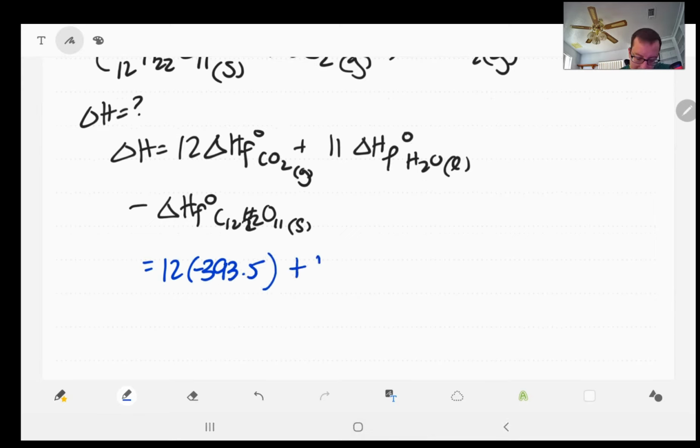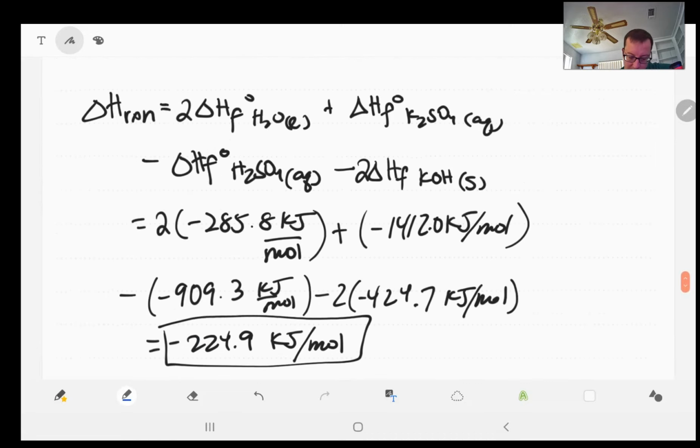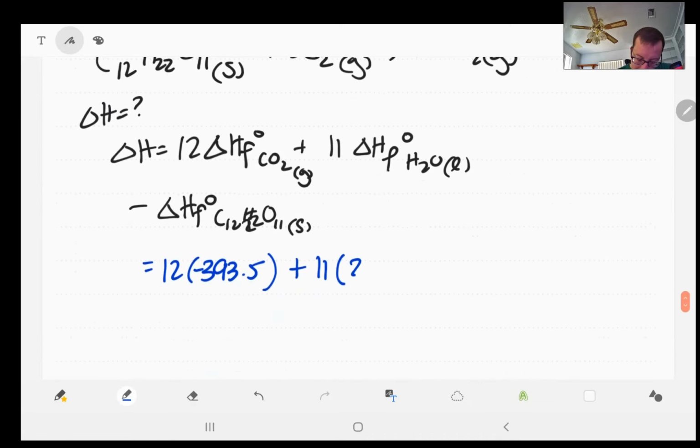Plus 11 times water's, which was 285.8. Look at how efficient we are. We already have these numbers. And we're going to subtract sucrose's, which is negative 2221 kilojoules per mole. I'm just not even putting the units because shame on me. The unit will be kilojoules per mole at the end.